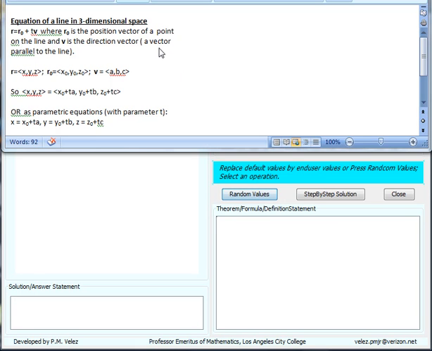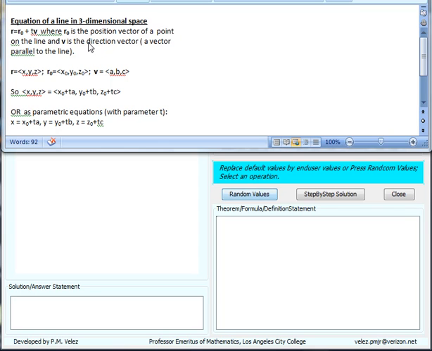Today we're talking about equations of lines in three-dimensional space. This is from section 9.5. We're going to start out talking about parametric equations, which means that we have an extra variable in there, t, which is the parameter.